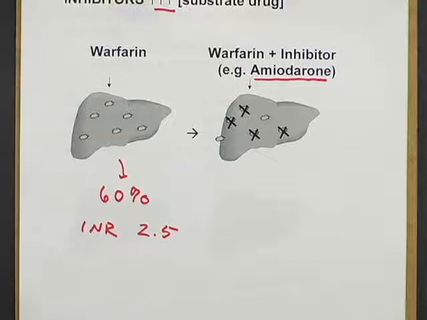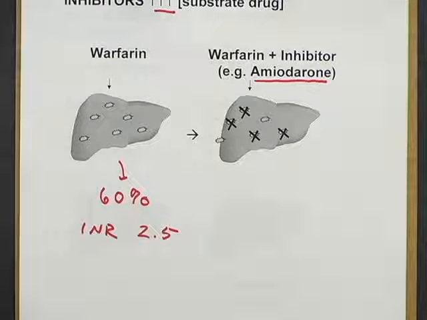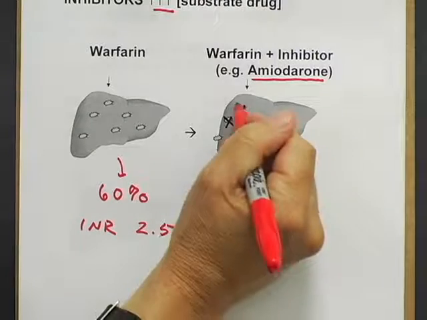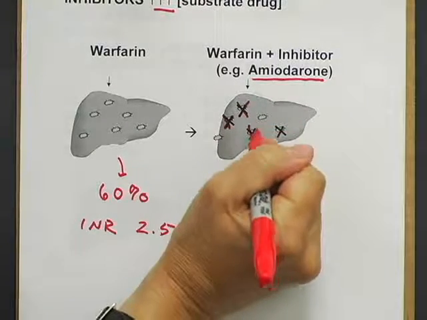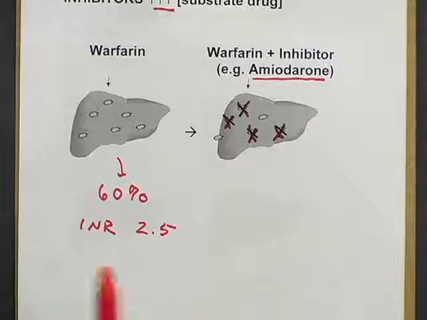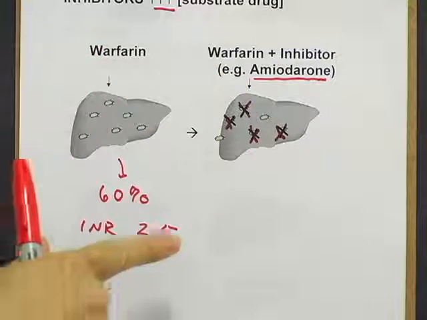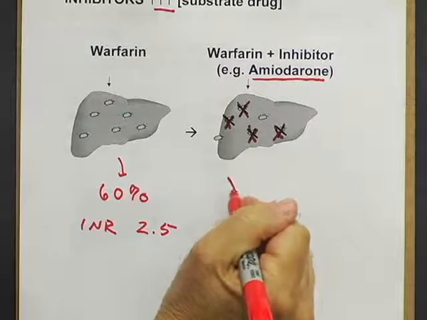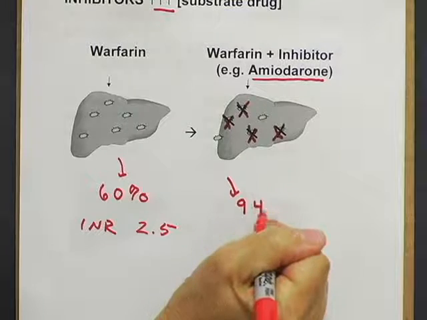And what do inhibitors do? Well, they work by different mechanisms, but the net effect is that the enzyme is no longer able to metabolize the drug. And so I put X's through many of these enzymes to show that they are not functional. And so with amiodarone, you're going to have much more warfarin. Let's pretend that 94% now comes out.